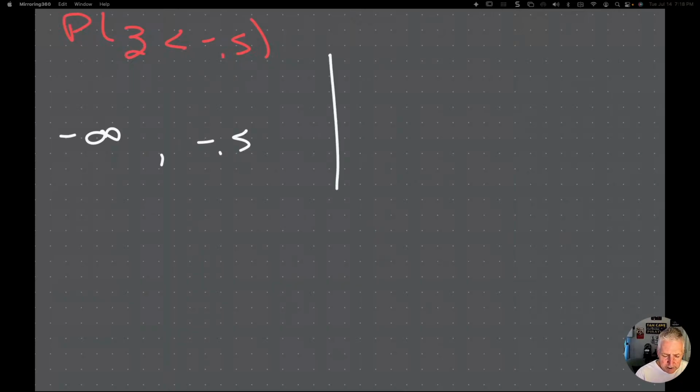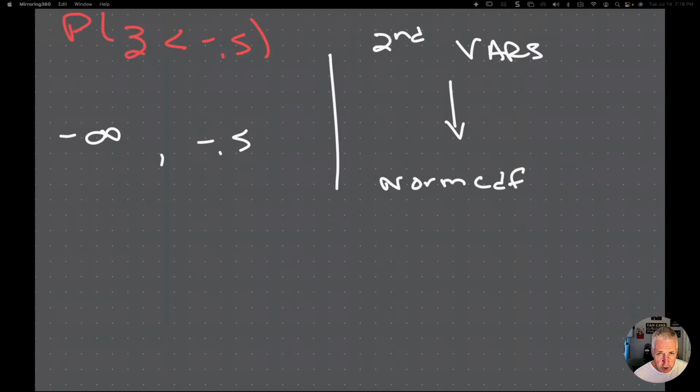So when I go in the calculator, I'm going to go second, vars, and then scroll down. It's just a short scroll in this one. Binomial is further down. Normal is not. So I'm going to go norm CDF, for cumulative density function. I want to take into account all of the values between the two points.